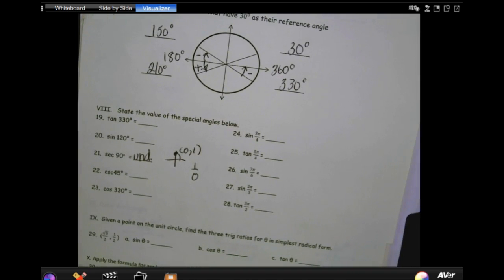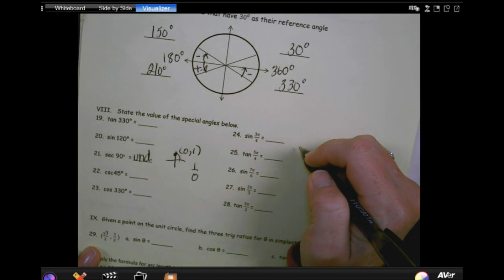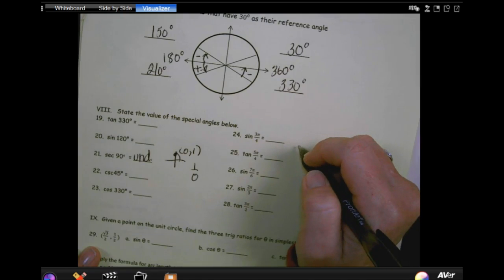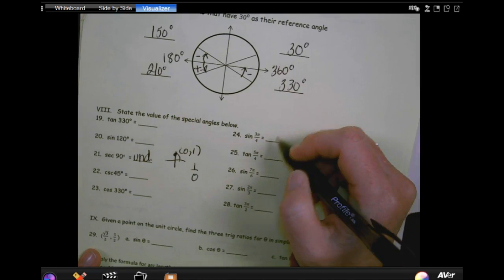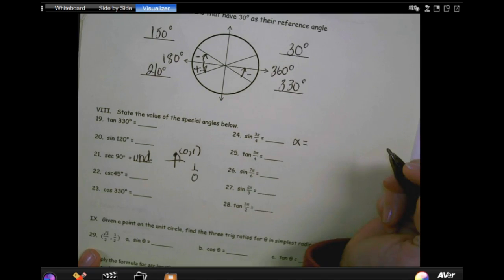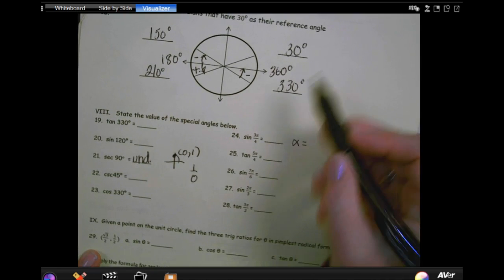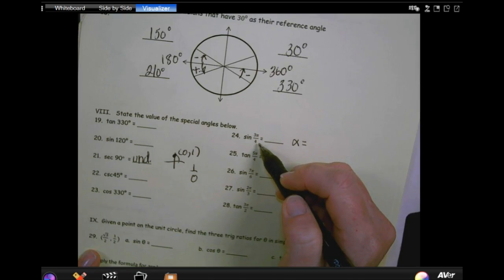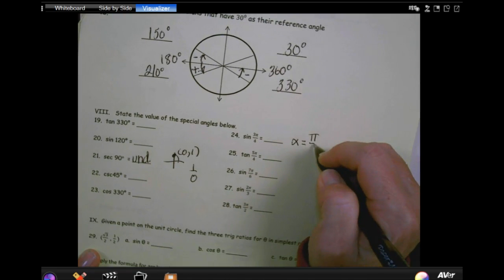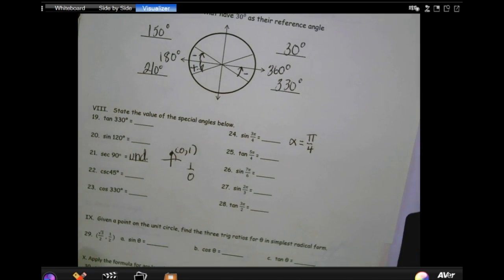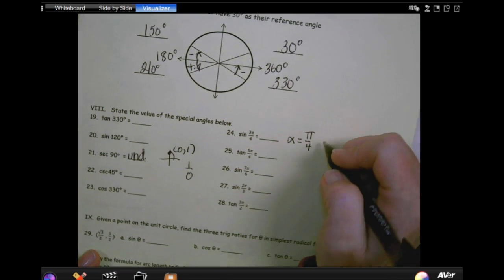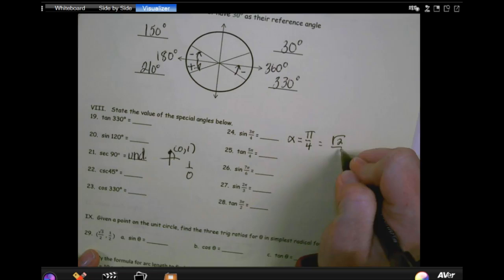So what about the sine of 3 pi over 4? First of all, what's my reference angle? Pi over 4. It always tells you whatever the number is in the denominator, that's your reference angle, pi over 4. So the next thing after you identify your reference angle, I want the sine, which means I want the y value of pi over 4, and the y value of pi over 4 is the square root of 2 over 2.